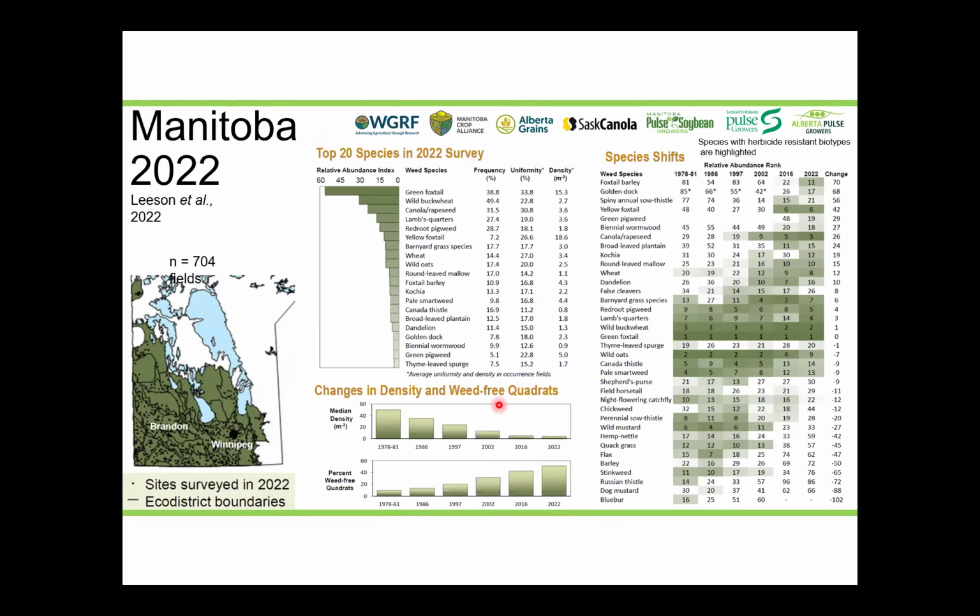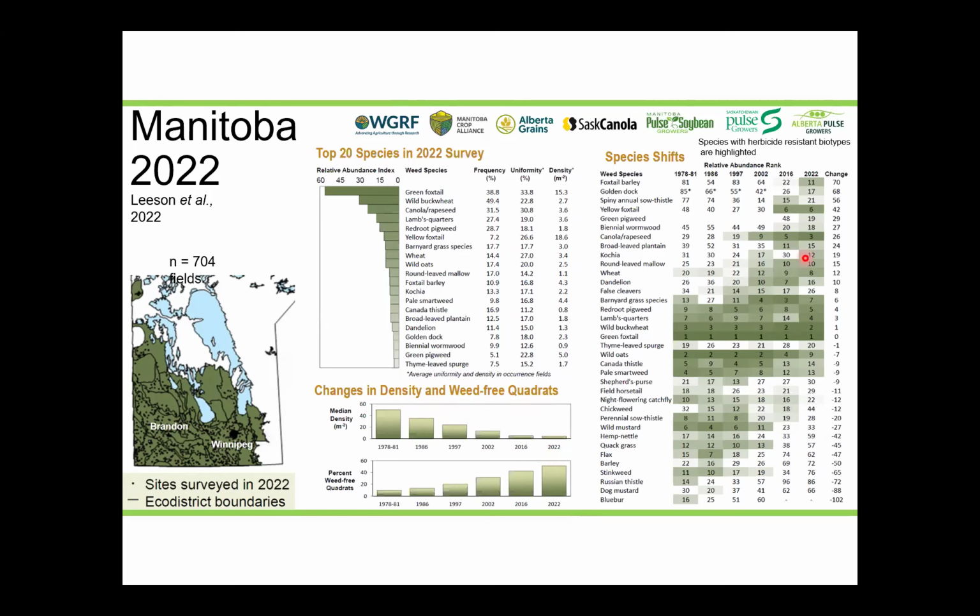Basically, just things to note in the last survey, we are finding more and more cleaner fields. There's less density. We've got fewer weeds, and fields in general are just cleaner, which of course is indicative of us over the years doing a really good job on weed control. The exception would be when we start to see resistant weeds showing up, when the herbicides just aren't able to work anymore.